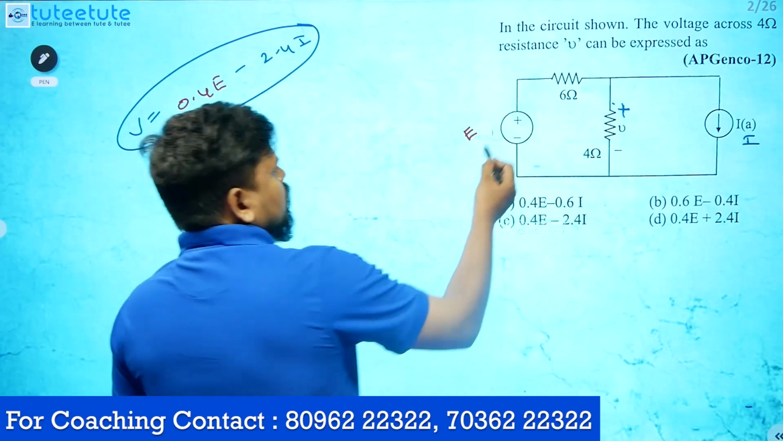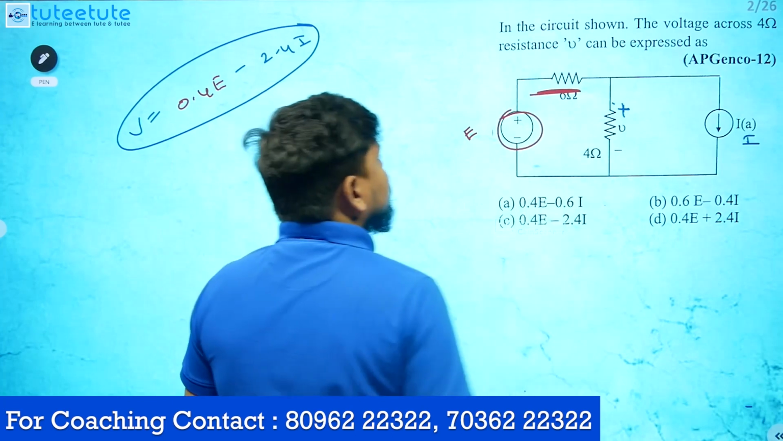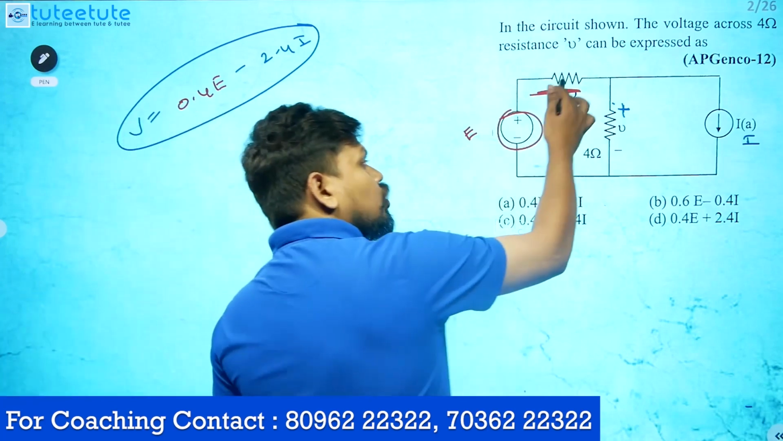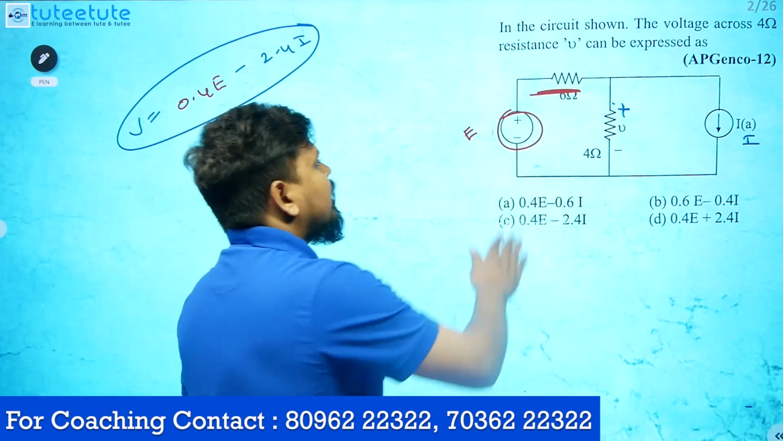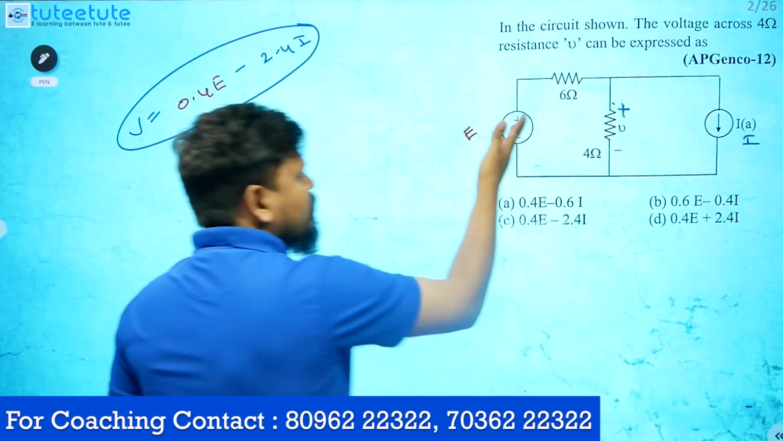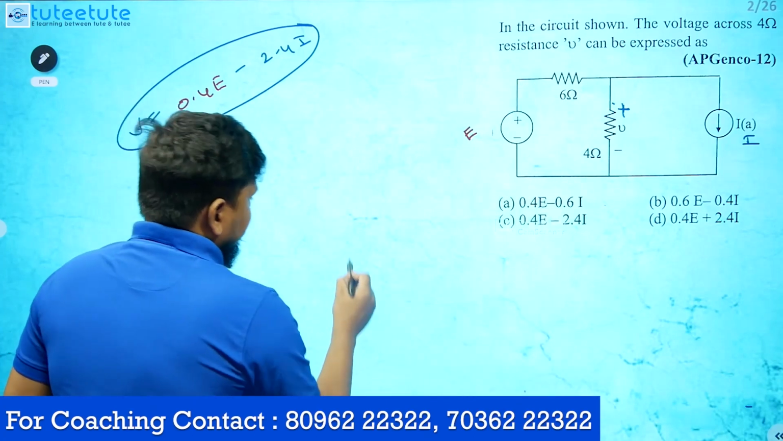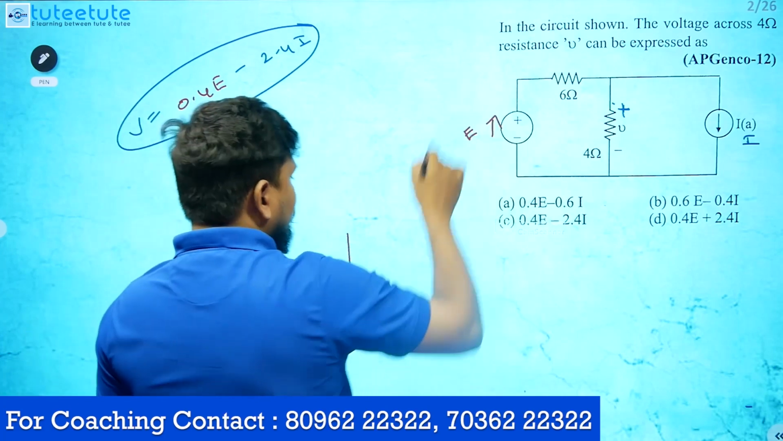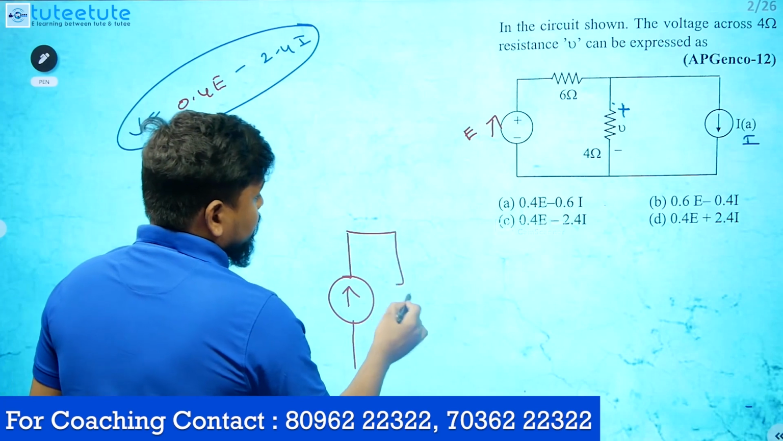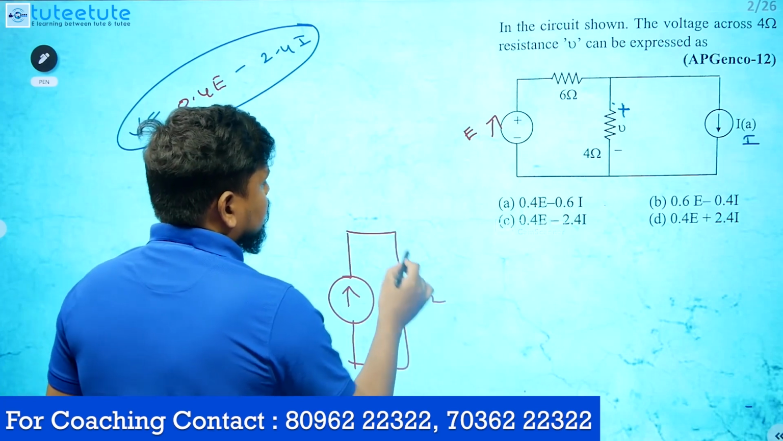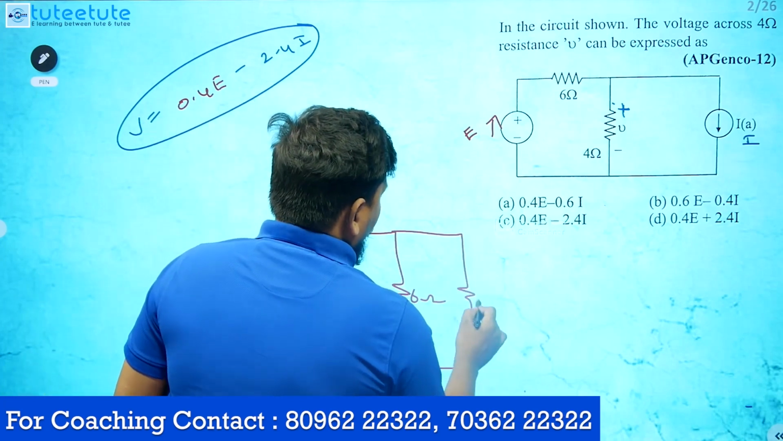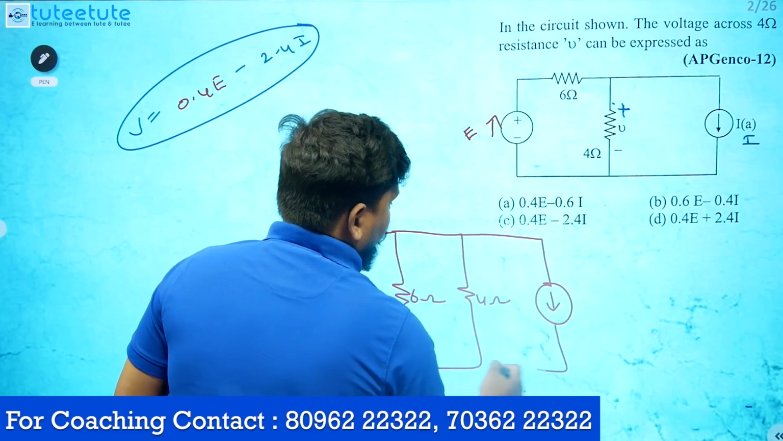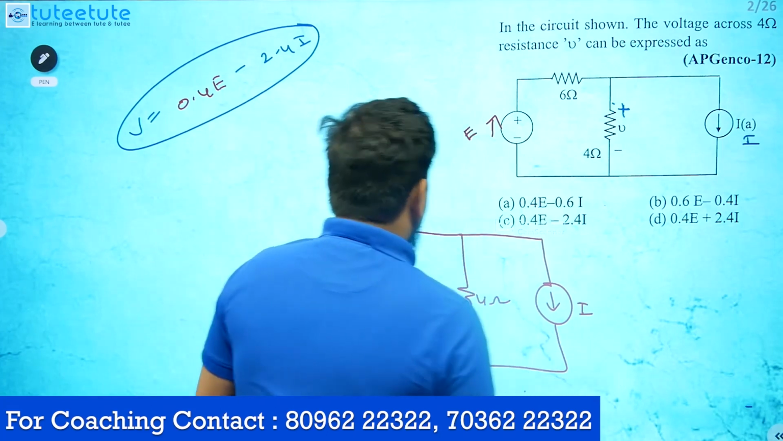And you know one more thing: this is a voltage source in series with a resistance, which means we can convert it to a current source in parallel with the same resistance. So I will consider this voltage source E in series with the resistance and change it to a current source. Plus and minus is on this side, so the current direction will be upward like this. The same resistance, 6 ohms, we have to use here, and here we have 4 ohms of resistance. So this is the current source value, I. I am considering I only directly.